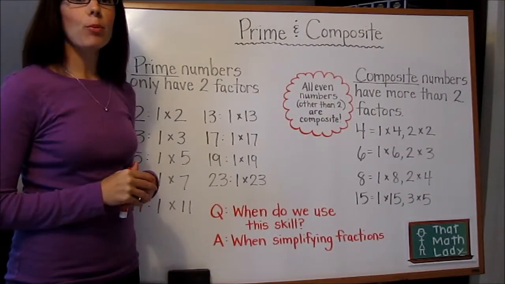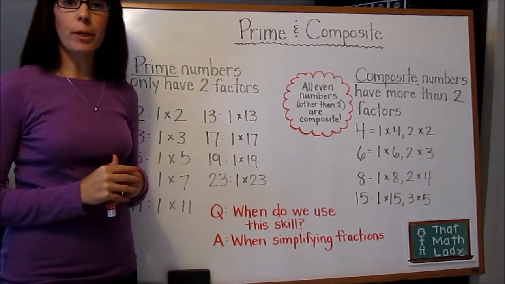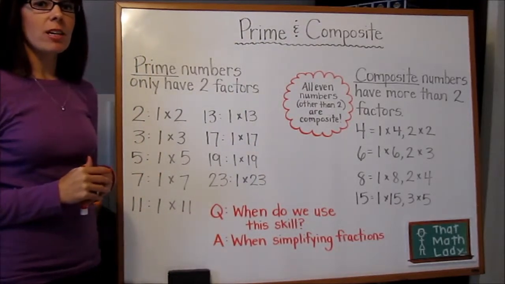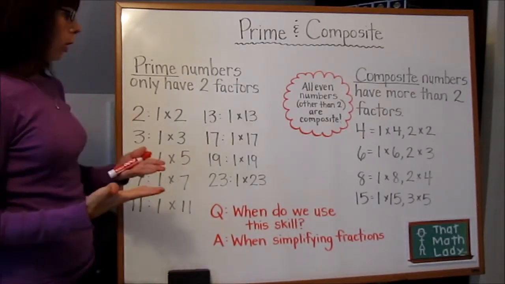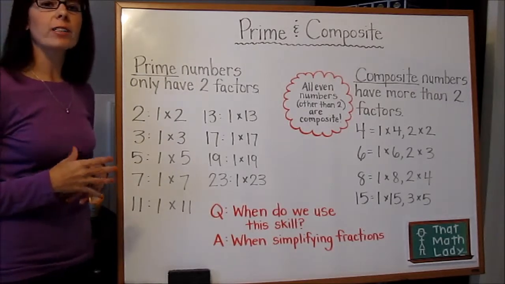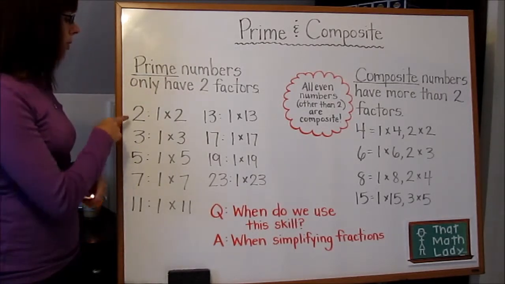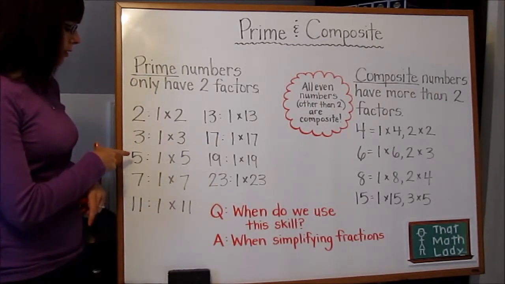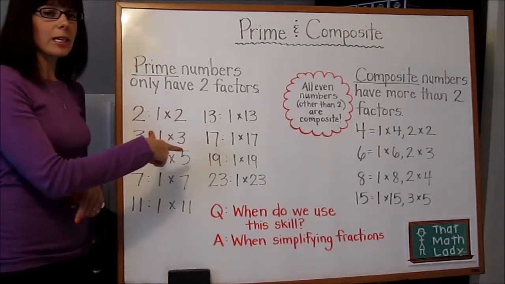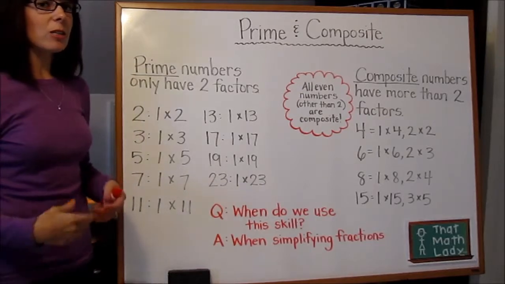Let's take a look at prime and composite numbers. Prime numbers only have two factors, usually them and 1. As you can see, I've listed some of the first prime numbers that you find when you're counting. Start with the number 2, and then 3, 5, 7, 11, 13, 17, 19, 23, so on and so forth.